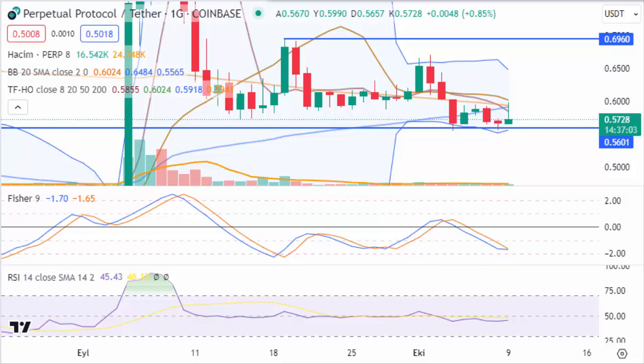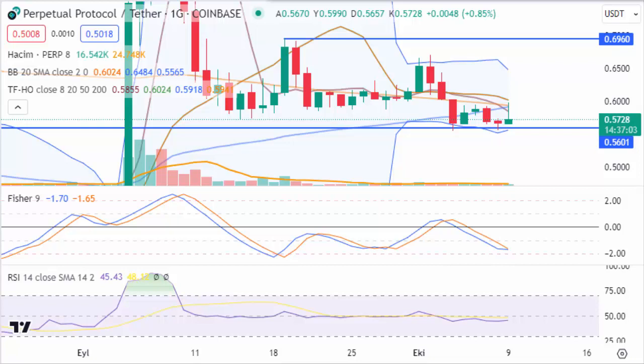Today, we will be conducting a technical analysis of Perpetual Protocol, also known as PERP coin. After analyzing PERP coin, we will continue the video with a weekly analysis of Bitcoin. Let's start by looking at the support and resistance zones on our chart.